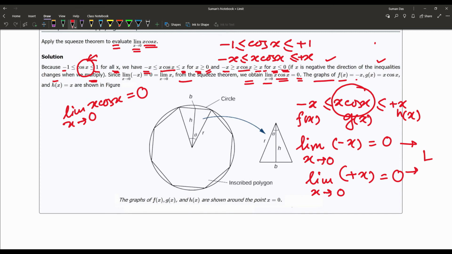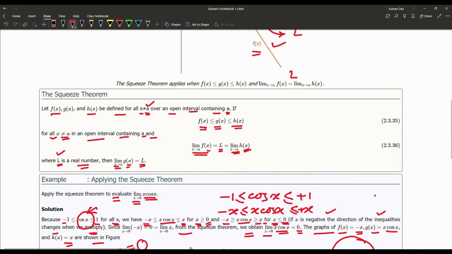The graphs of f(x) equals minus x, g(x) equals x cos x and h(x) equals x are shown in the figure, and according to the graph we can explain the squeeze theorem here. Once again, the squeeze theorem says that when f(x) is less than or equal to g(x) less than or equal to h(x) over an open interval containing a, and the limit as x approaches a of f(x) is L and the limit as x approaches a of h(x) is also L, then the limit as x approaches a of g(x) is also L. That is our squeeze theorem.